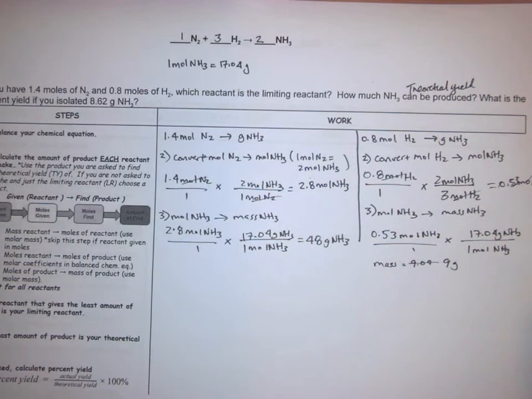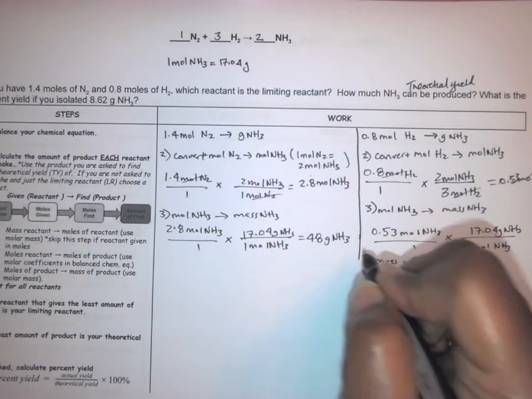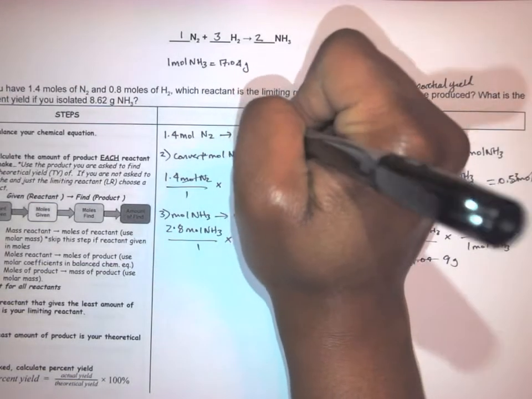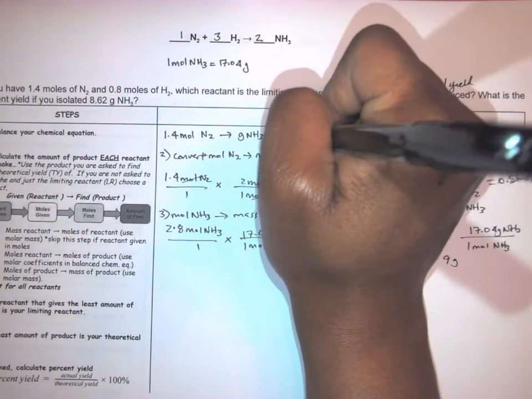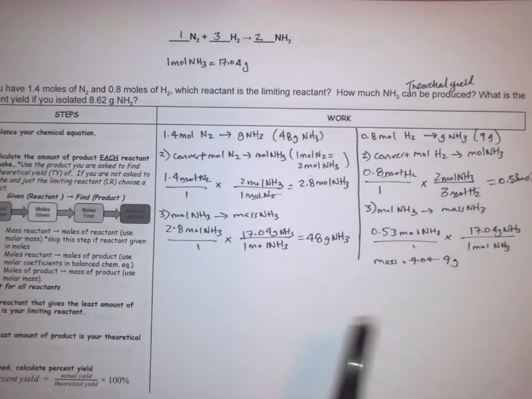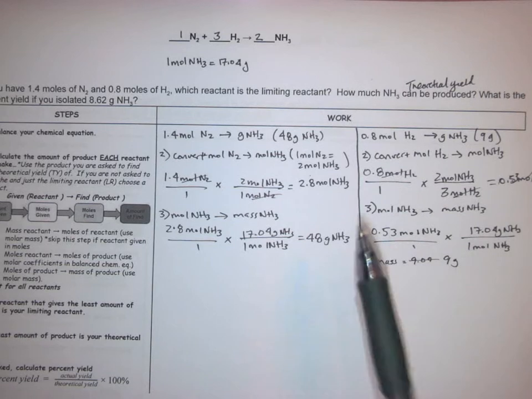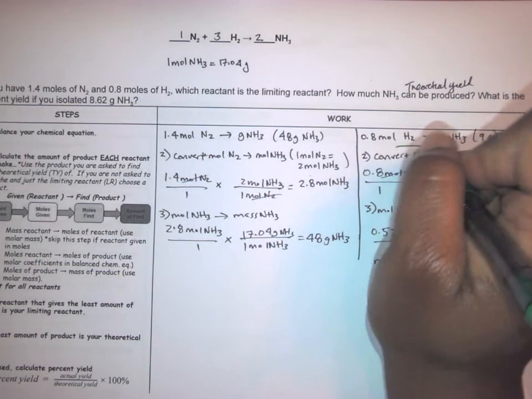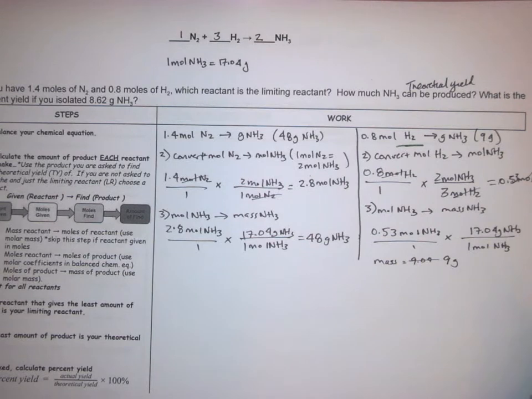Okay, so now we need to figure out what our limiting reagent is and what our theoretical yield is. As you can see here, the limiting reagent and theoretical yield will be the one that gave you the smallest amount, right? So our limiting reagent will be H2 because it gives us the smallest amount of product. And then our theoretical yield will be 9 grams of NH3.